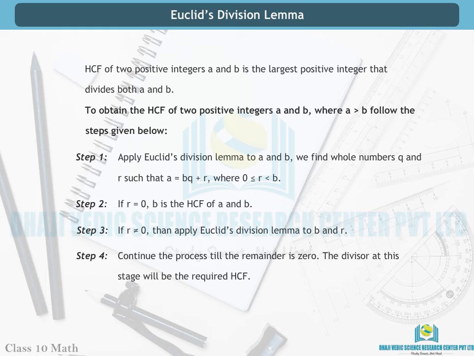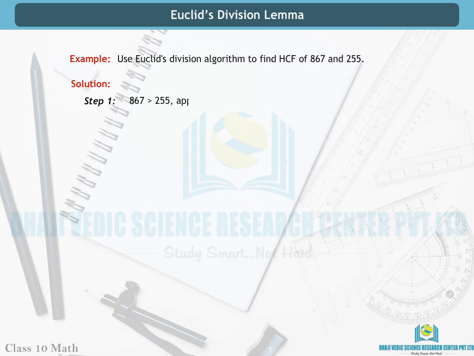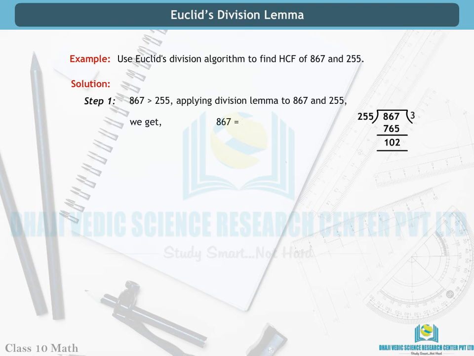Let us understand this with the help of an example. Example: use Euclid's division algorithm to find the HCF of 867 and 255. Solution: Step 1. 867 is greater than 255. Applying the division lemma to 867 and 255, we get 867 = 255 × 3 + 102. Step 2. Here you can see that the remainder 102 is not equal to 0.